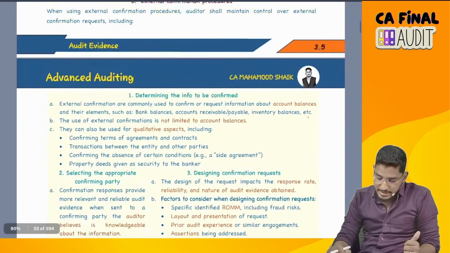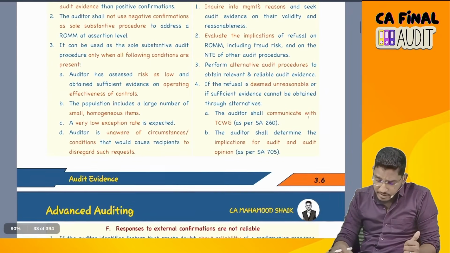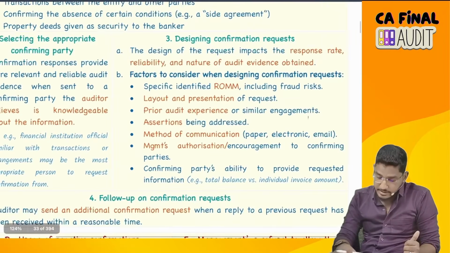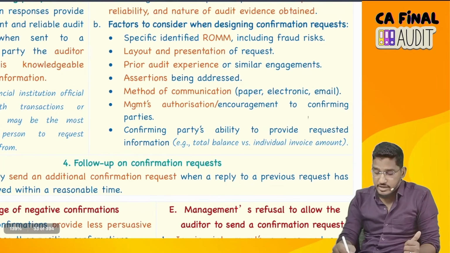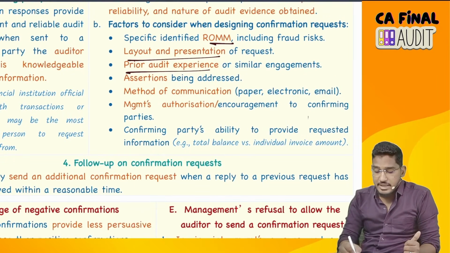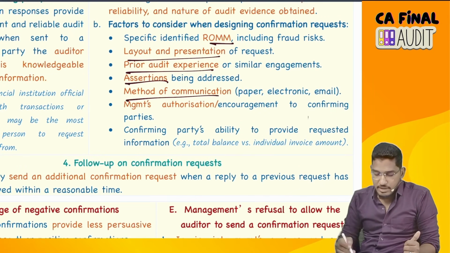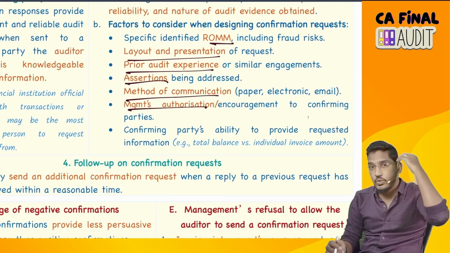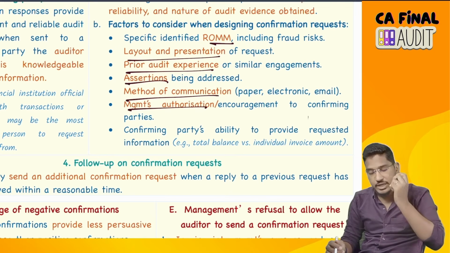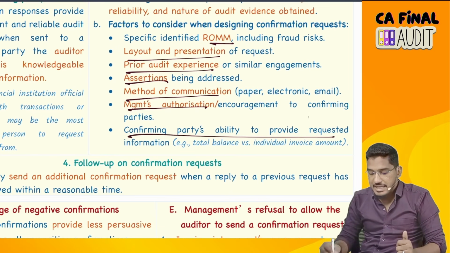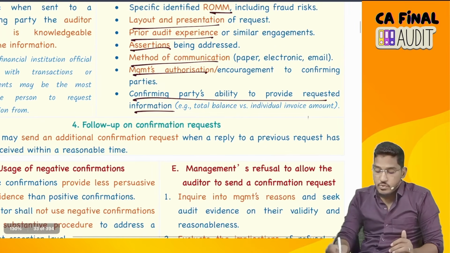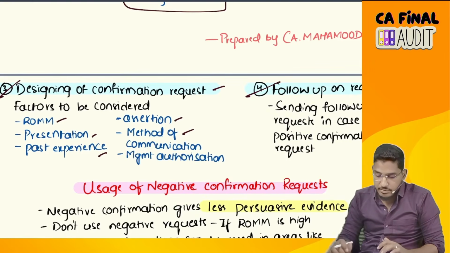And few more points also they say here, like if you see here, few more factors which you are required to consider. Here it is. So designing the confirmation request, everything I have included here, like risk of material misstatement, layout and presentation, past experience you have to use, what assertion you are addressing, that you have to consider, what is the method of communication, do you need management authorization, because some third parties will say we will respond only when you have management approval. In those cases we need to get the authorization. And also the confirming party's ability to provide the confirmation. Clear?